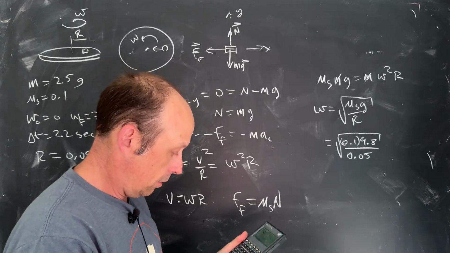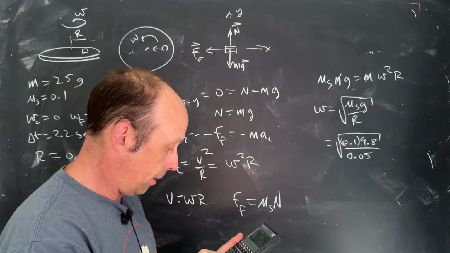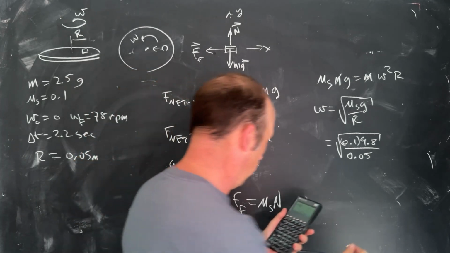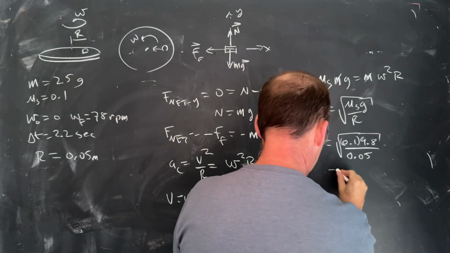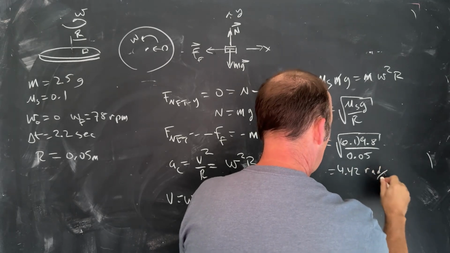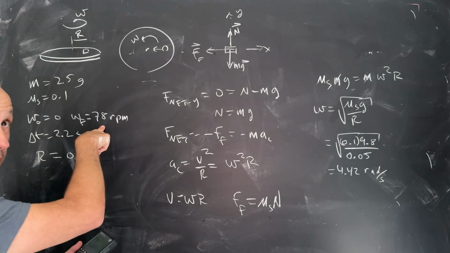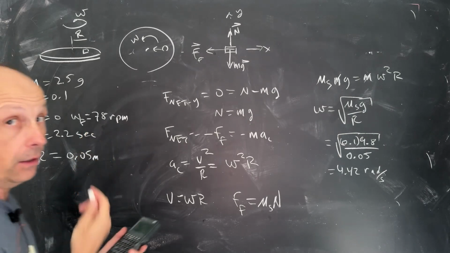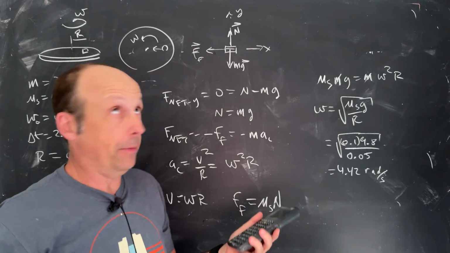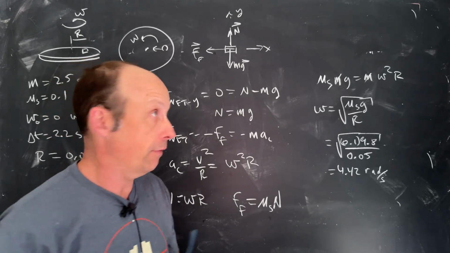Enter 0.1, 9.8 times 0.05 divided by the square root. I get 4.42 radians per second. So is that less than this? If it's not less than 78 RPM, then we have a problem, right? Well, we don't have a problem. It just will never fall off. It won't go fast enough in order to fall off.